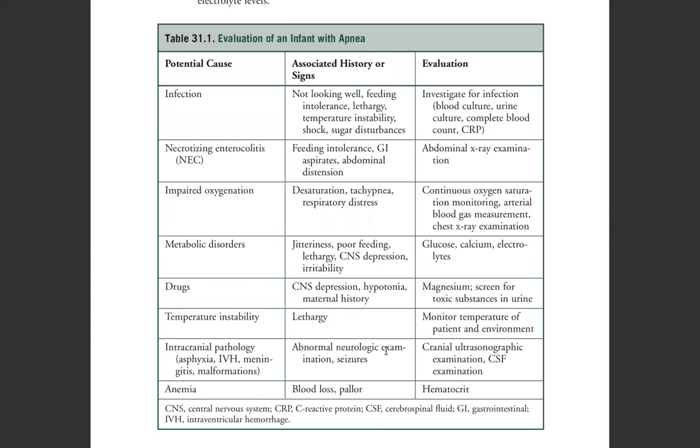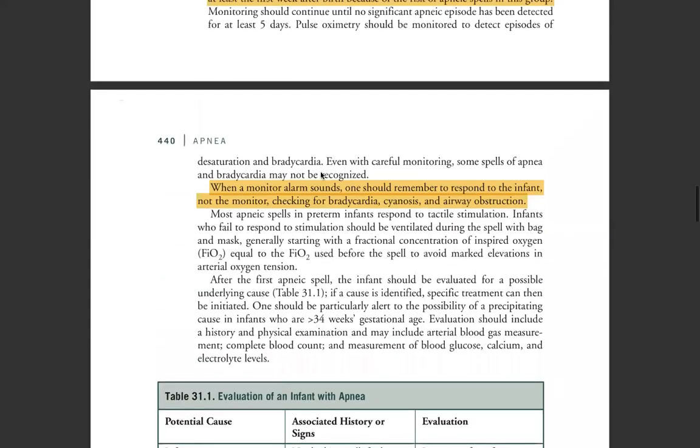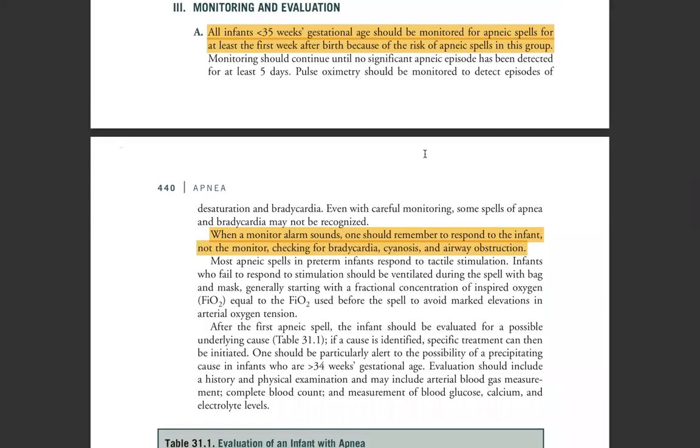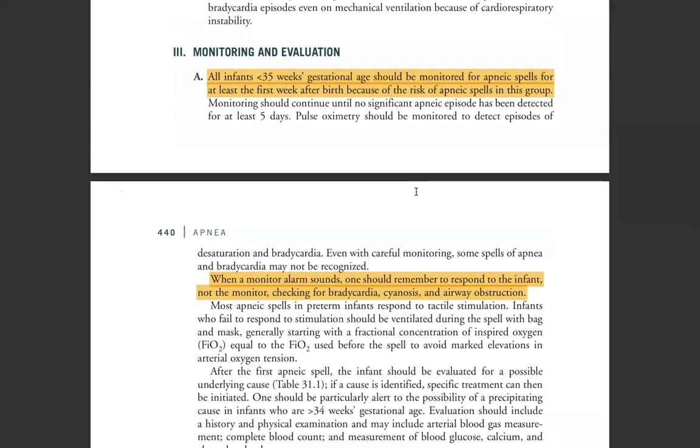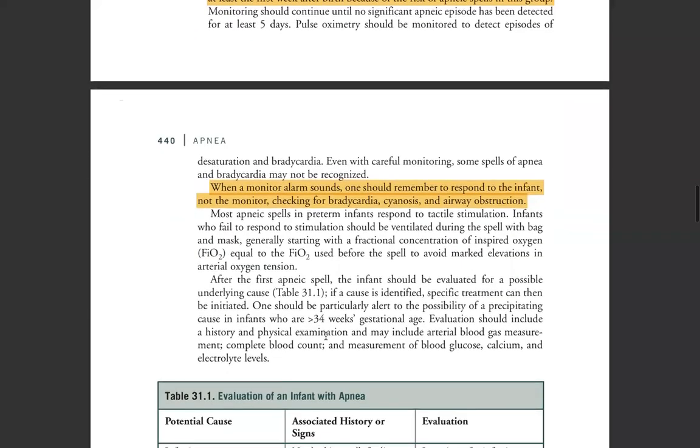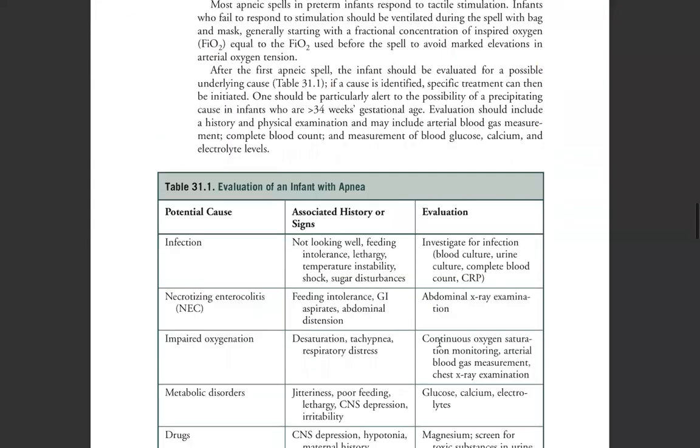go for MRI. So once the baby presents with apnea, you have to do tactile stimulation. If the baby responds to tactile stimulation, well and good, then you work up for the underlying cause. If the baby doesn't respond to tactile stimulation, go for ambu bag ventilation with the same FiO2 the baby was receiving previously. Put the baby on monitor, then work up for the cause. Send basic investigations like arterial blood gas, CBC, blood glucose, calcium, and electrolyte levels. Once this is done, work up for the cause.